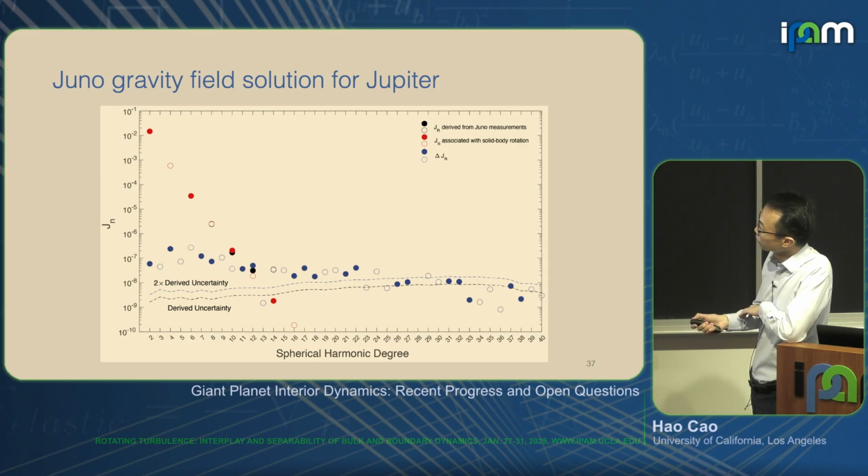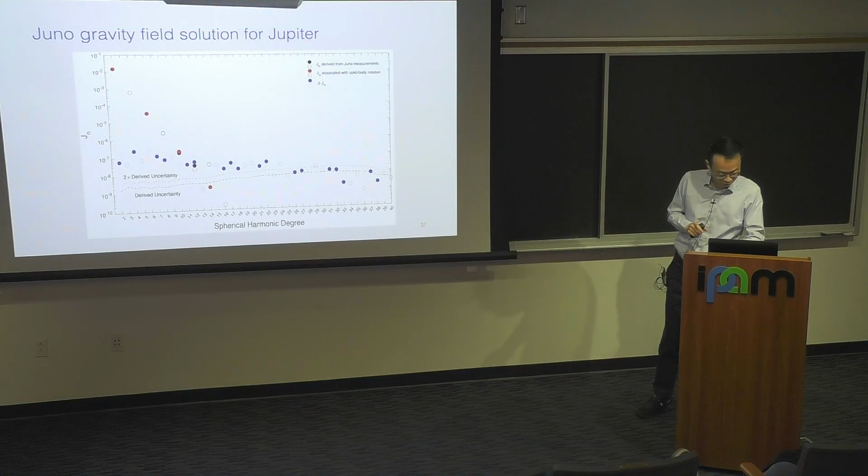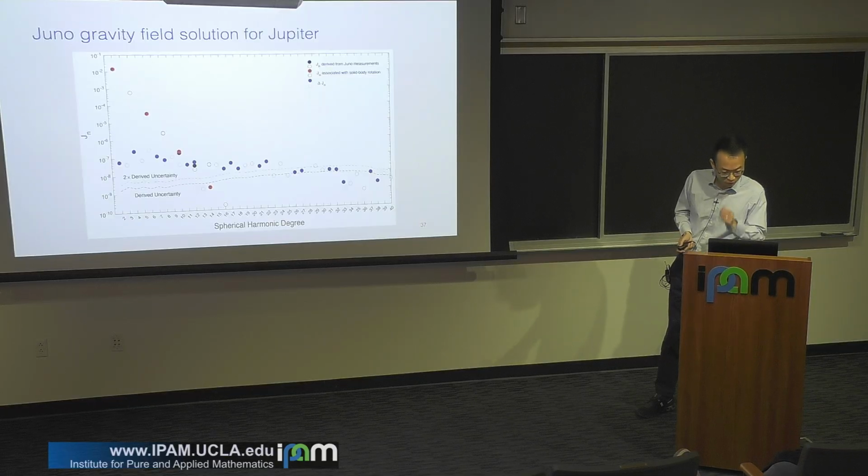Initially, you see they basically follow what you expect from the solid body rotation. From degree 10-ish, you start to see the level off. You start to level off. And you also see these so-called odd modes, which is the north-south asymmetric gravity field. And if you look at the winds, of course, there's a big north-south asymmetric component of the wind.